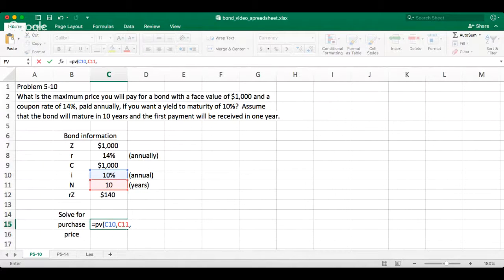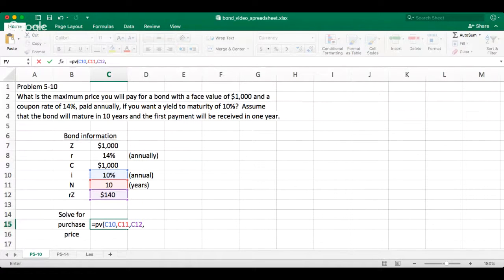PMT, for bond problems, that's the dividend, the actual cash dividend that the bondholder receives over the life of ownership of the bond. That's R times Z, adjusted for whatever period of cash flows. For this problem, it's annual, so it's $140. And the final argument for us is FV, the future value, which is what we receive from the bond at the end.